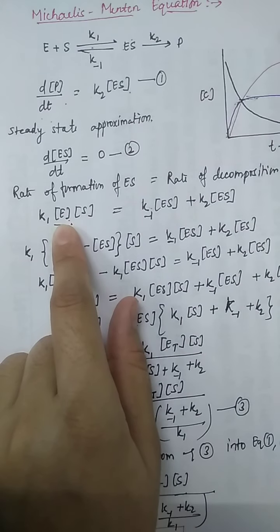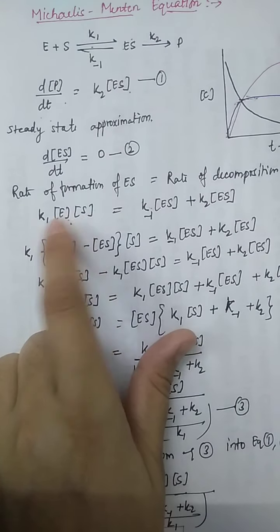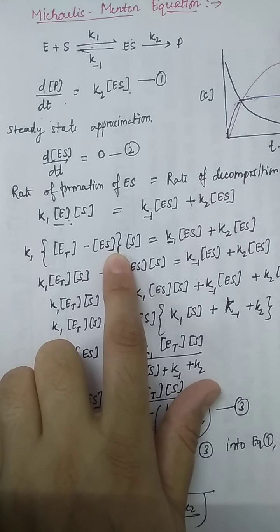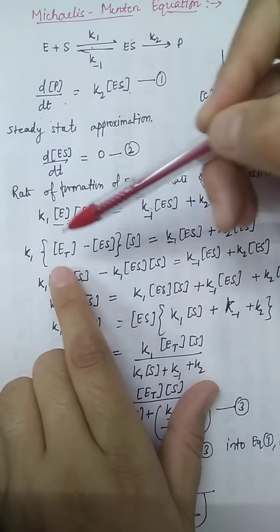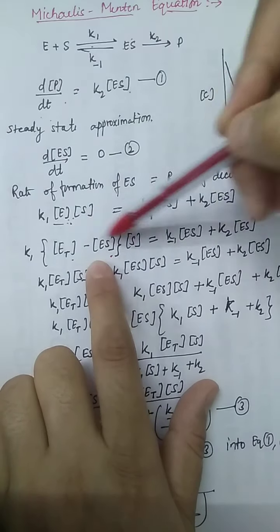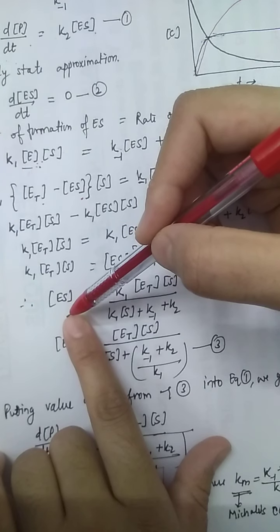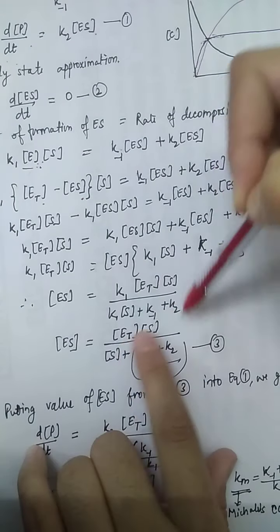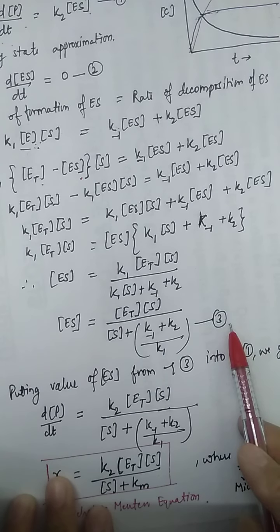Now this E represents the free enzyme concentration. That free enzyme concentration is equal to the total enzyme concentration minus enzyme substrate complex. So in place of the free enzyme concentration, we are writing total enzyme concentration minus enzyme substrate complex. And after doing the mathematics, we have found the enzyme substrate concentration in terms of our total enzyme concentration, substrate and rate constants. So on rearranging, we got this third equation.